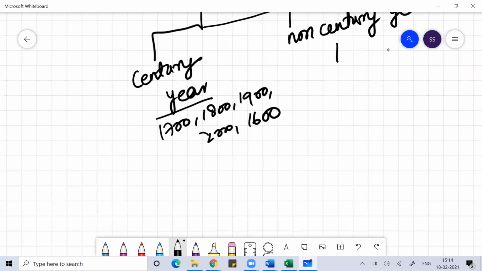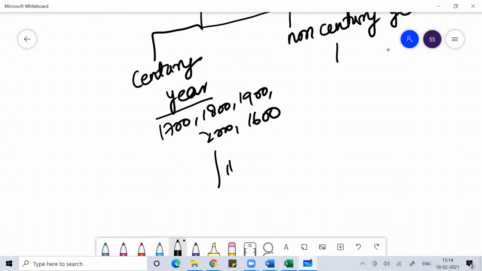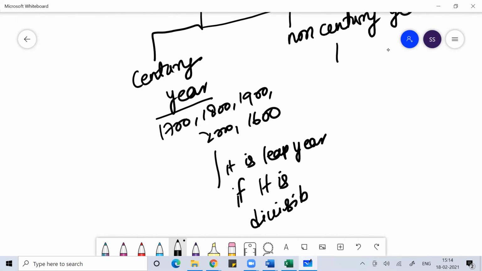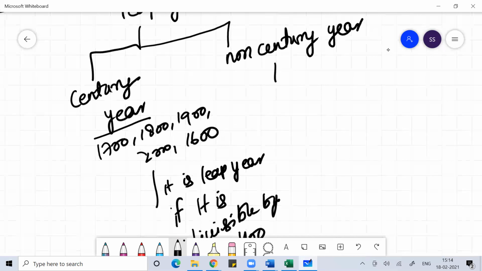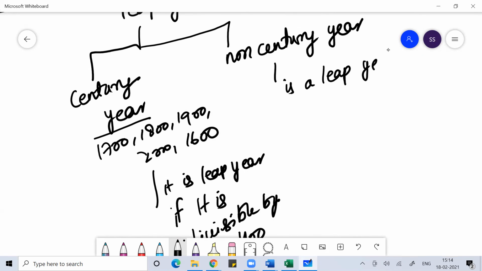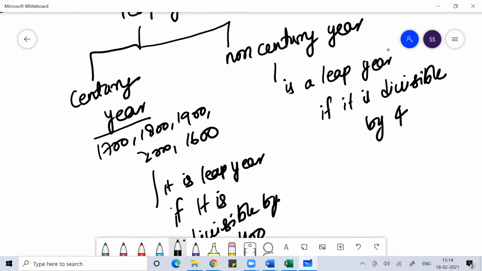So a century year is a leap year if it is divisible by 400. A non-century year is a leap year if it is divisible by 4. Please understand this very basic thing.